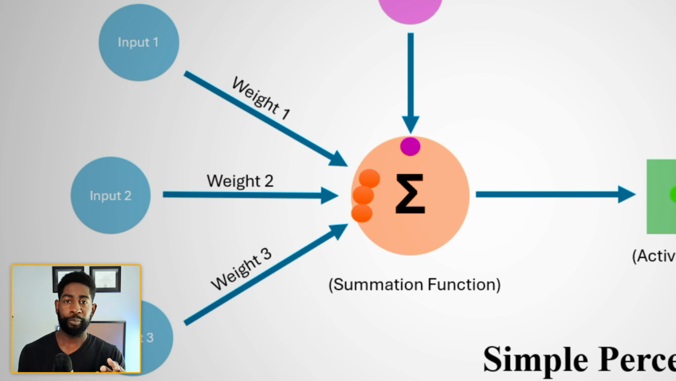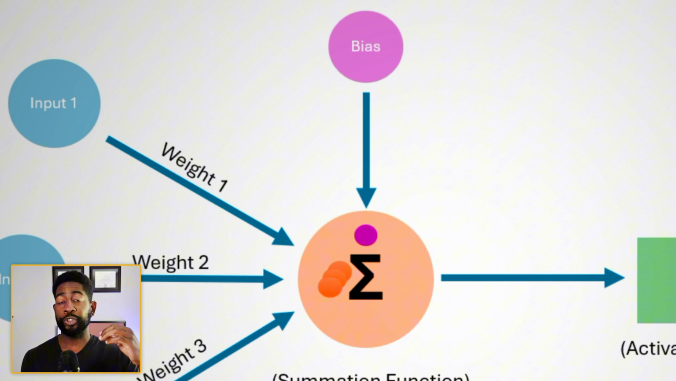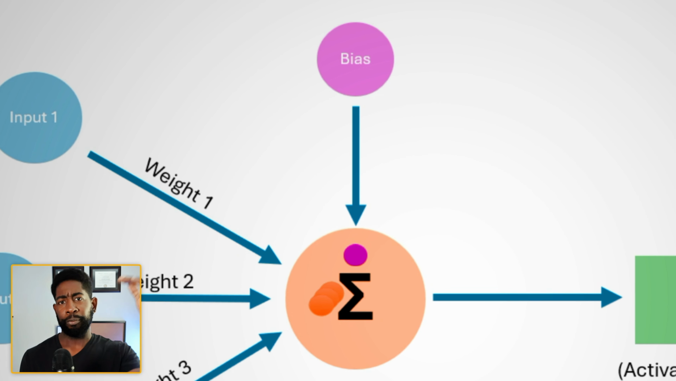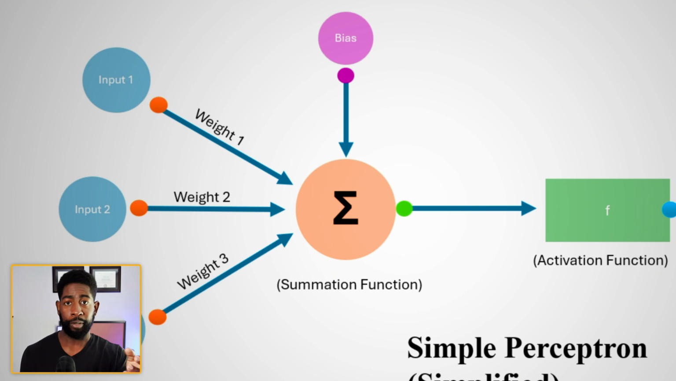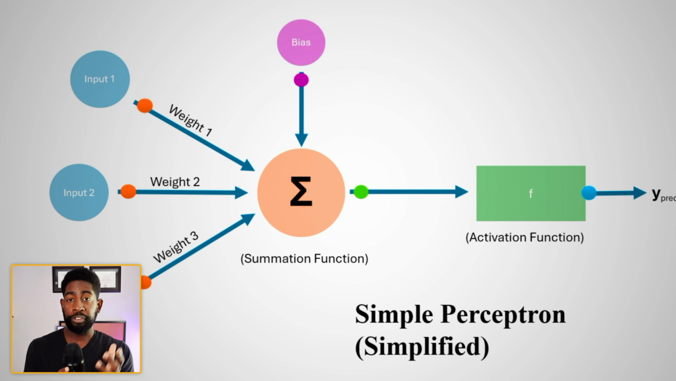That function pretty much just sums the input and weight, but it doesn't stop there. You see, the perceptron also adds something called bias. It brings down the bias and puts it into that summation function. So now we have inputs, weight, and bias. The inputs and weight are being multiplied together, and the bias is being added to the multiplied input and weight. So now we have our full summation function.